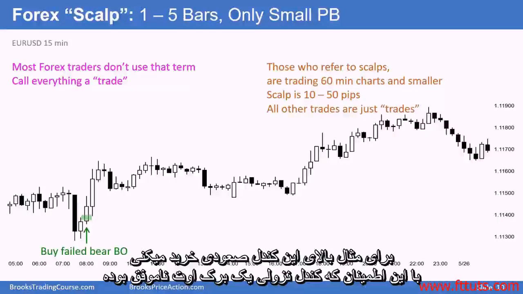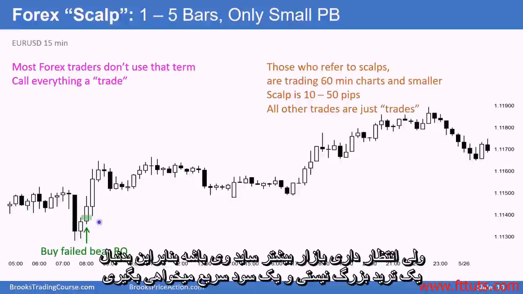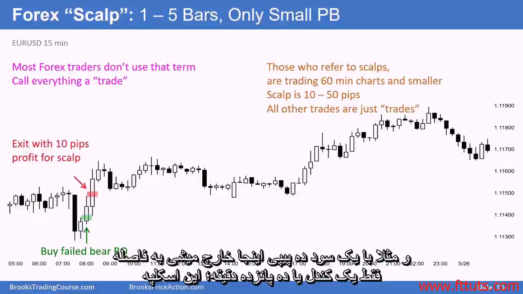For example, let's say you buy this bull bar, you buy right above this bull bar betting on a failed bear breakout, but you're expecting the market to continue mostly sideways. So you're not looking for a big trade, you're looking for a quick profit. And let's say you exit right here with a 10 pips profit. 1 bar later, 15 minutes later, 10 minutes later, that is a scalp.